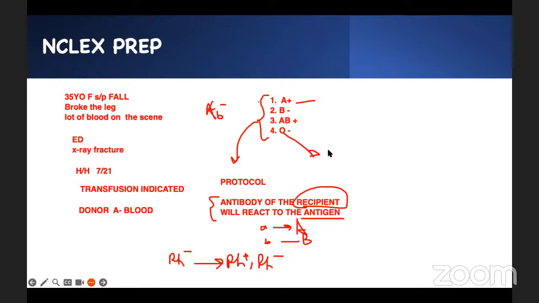Always O is a universal donor. So it's a universal donor. Okay. And AB is a universal recipient. So that's the two clues that you can use to answer the question. Therefore, you know that at least this patient is acceptable.